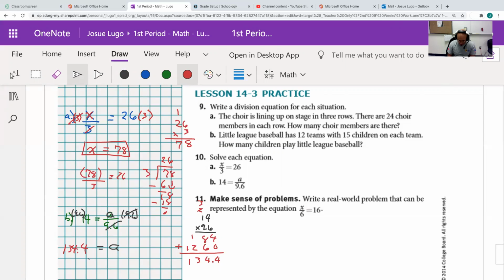134 and 4 tenths. Let me just double check that really quick. I know I was moving a little fast, and so I just want to make sure that my math was correct. So if we do 14 times 9.6, 134.4, it is correct, ladies and gentlemen. If you don't have a calculator to check your work, which you can, as long as you show me your work, I don't mind if you check it with a calculator. That's fine, as long as you show me. If you did something wrong, go back and change your math. So that is number 10B.